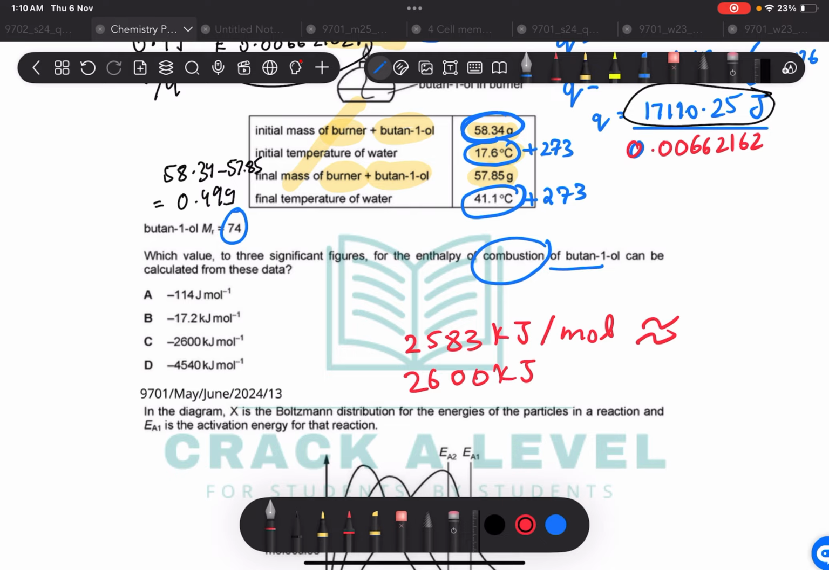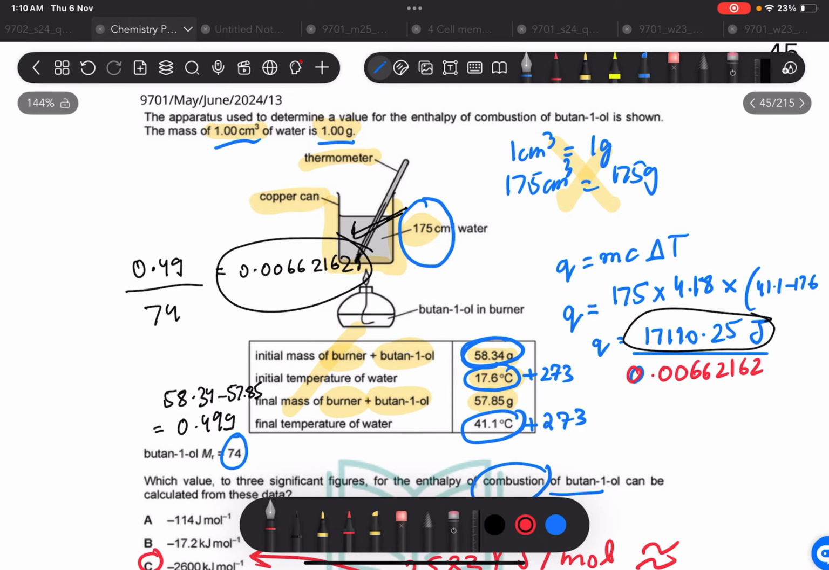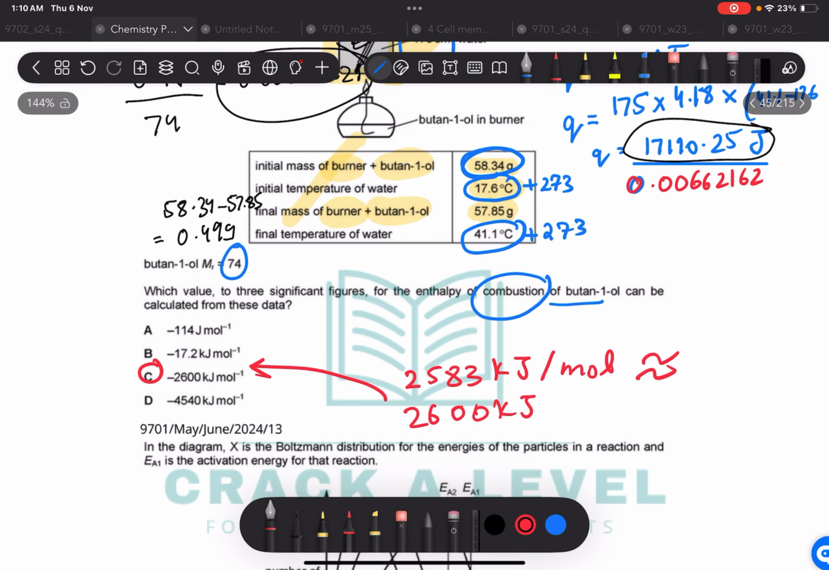Rounding off to two significant figures. Why? Because all the data is almost to three significant figures, but this answer is, I guess, up to two significant figures. So this is what my answer is coming out.